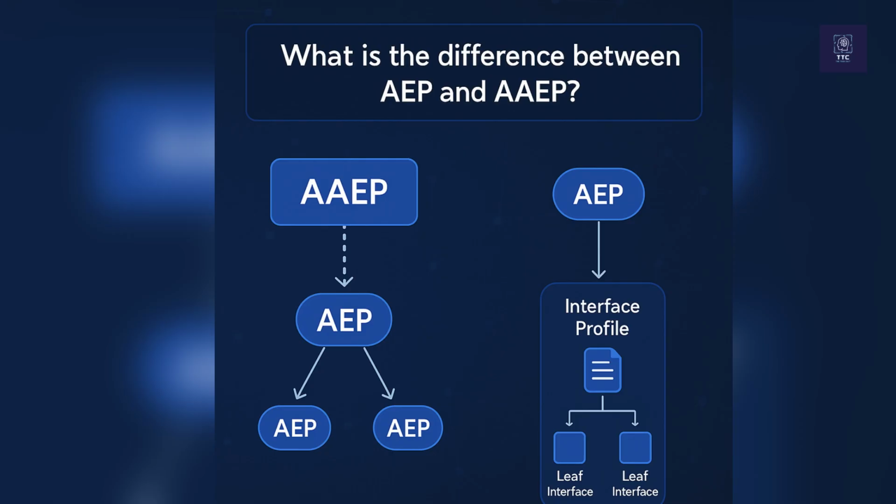What is the difference between AEP and AAEP? An AEP, Attachable Entity Profile, maps interface policies to switch interfaces. An AAEP, Access AEP, is a grouping of AEPs used for scalability and to apply policies across multiple interfaces. Think of AAEP as a reusable container that references one or more AEPs.